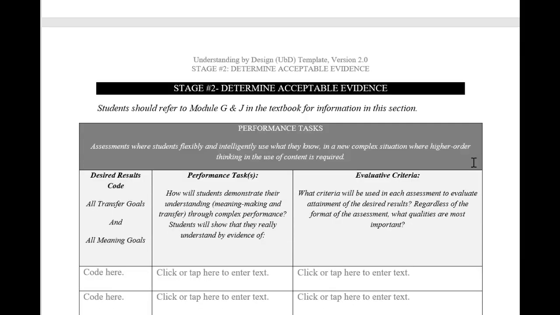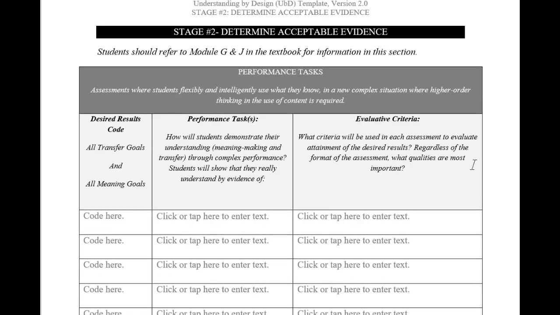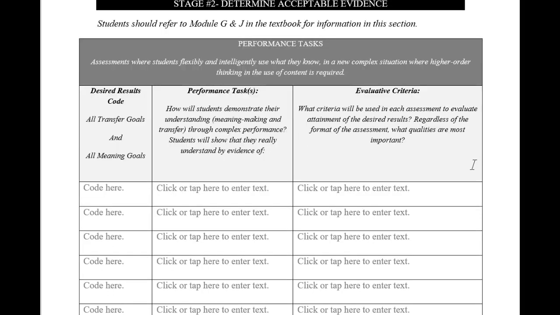So the first part in Stage 2 refers to the section in your book, Module G and J in the textbook. And you want to make sure that you've already completed Stage 1, as you do refer back to it. The desired results codes you're going to pull from your Stage 1. So you're going to pull all your transfer goals and all of your meaning goals for your performance task.